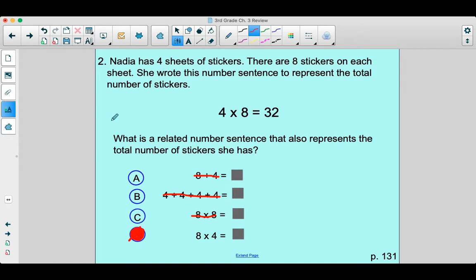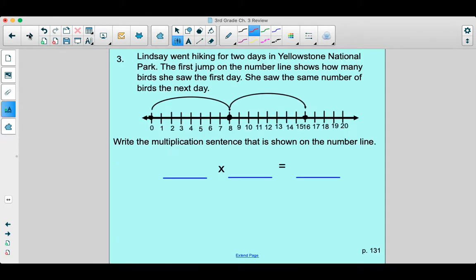All right, so we're on to the next one. Number 3. Here we are with Lindsay. Lindsay went hiking for 2 days in Yellowstone National Park. The first jump on the number line shows how many birds she saw the first day. Okay, so that would be this part right here. This would be like day 1. And let's see what it says next. She saw the same number of birds on the second day. So this would be like day 2 right here. Write the multiplication sentence that is shown on the number line.